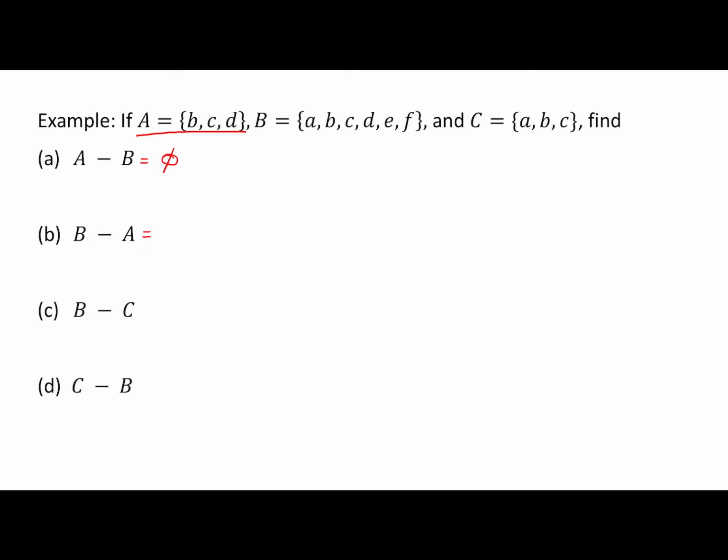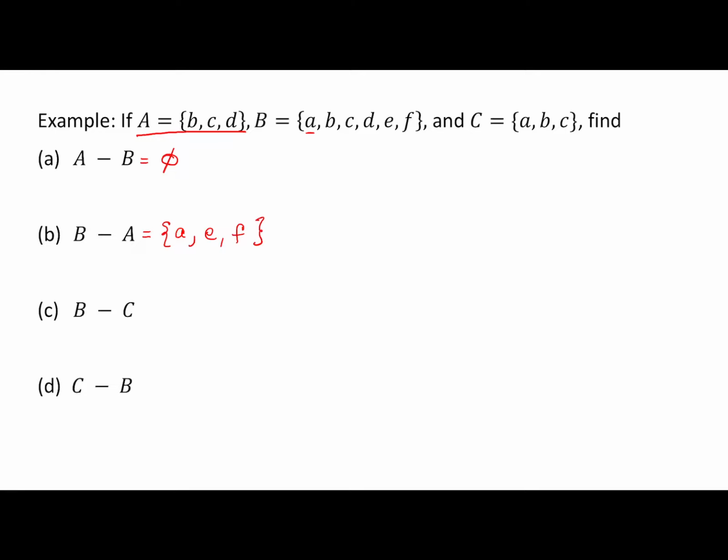What about the complement of A relative to B? So now I want to think of my universe as B, and I'm looking to list the elements of B that are not in A. So I just go through my elements. A is not in A, so that's going to be in this set difference. B is in A, C is in A, D is in A, E and F are not. So E, F go in the set.